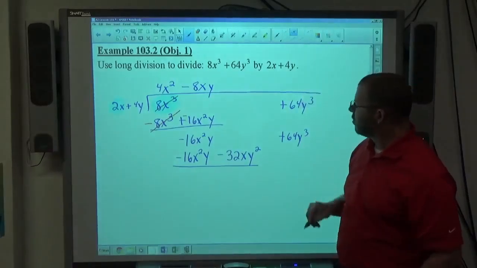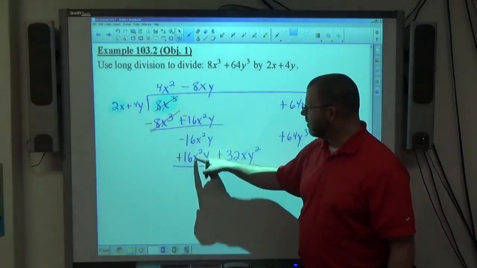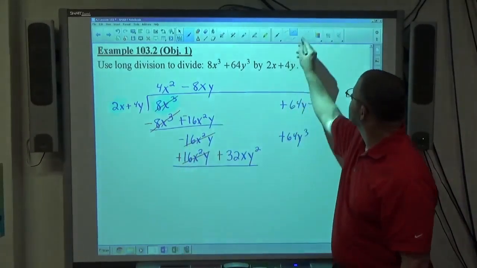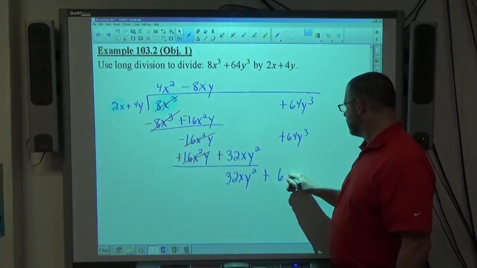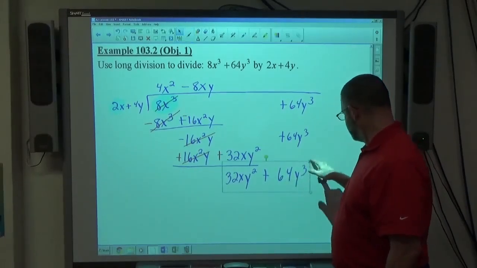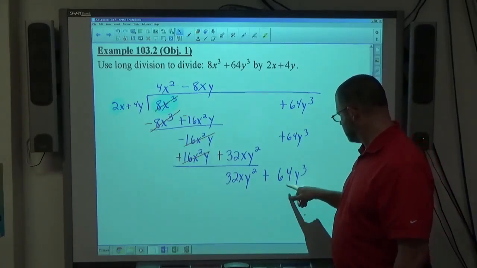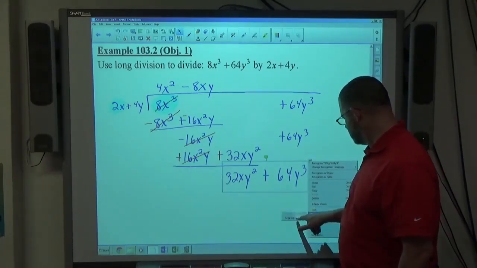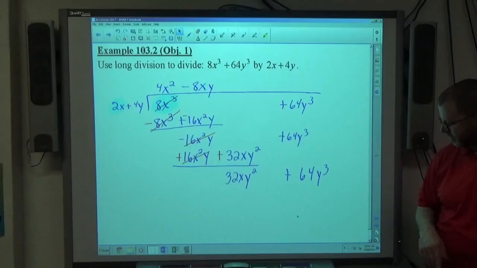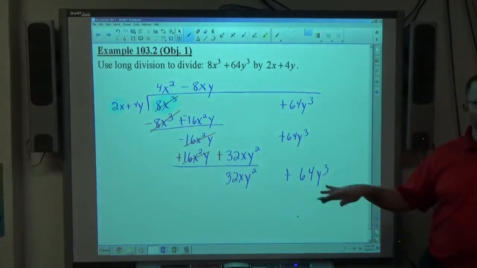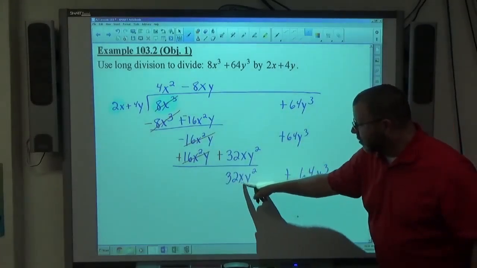I subtract. Subtraction is changing sign. 16x squared y becomes positive. 32xy squared becomes positive. Negative and positive 16x squared y cancel. 32xy squared plus 64y cubed. Again, keeping space in there just in case. Got a feeling that the next one's going to be right where it's supposed to be, but again, leaving some space just in case. 32xy squared positive divided by positive 2x.